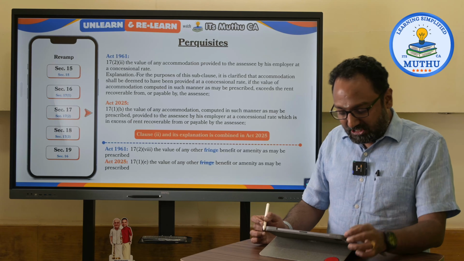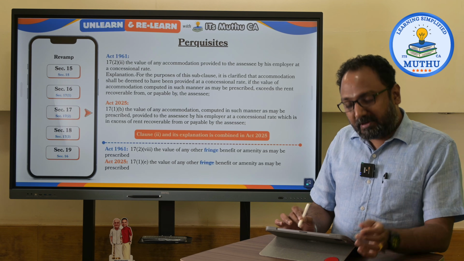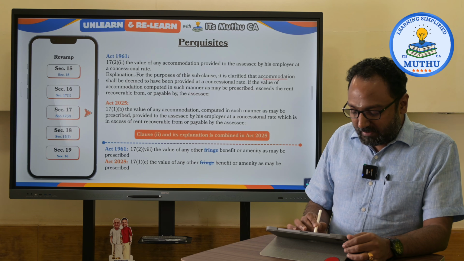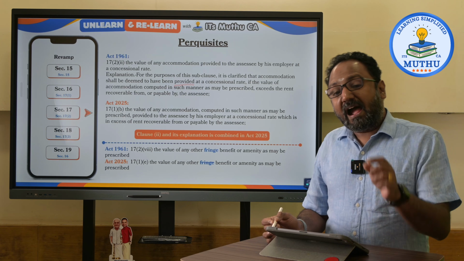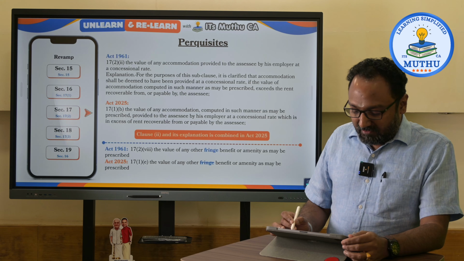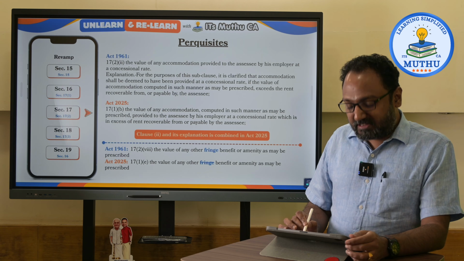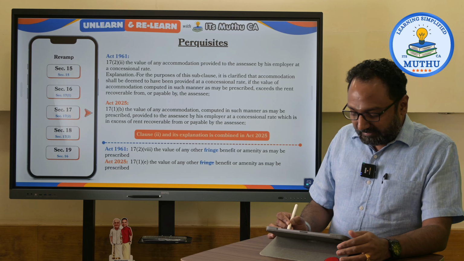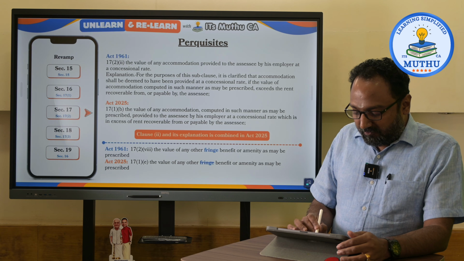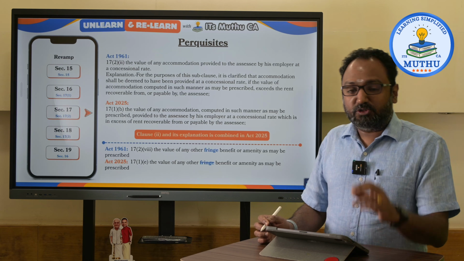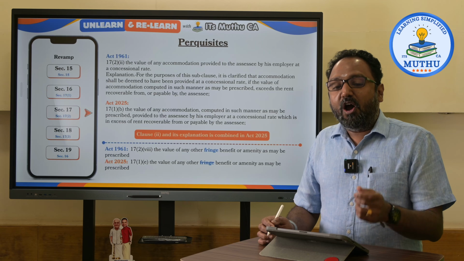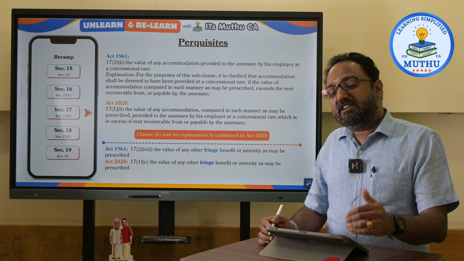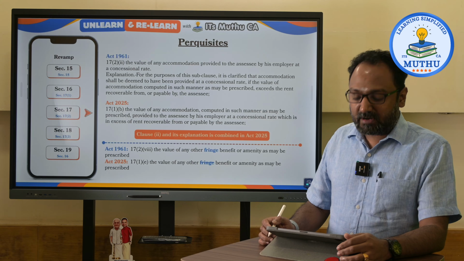Then an explanation provides, for the purpose of this subclause, it is clarified that accommodation shall be deemed to have been provided at a concessional rate if the value of accommodation computed in such manner as may be prescribed, that is your rule 3, exceeds the rent recoverable from or payable by the assessee. So this explanation only tells you when something should be called concessional and when something should be called rent-free accommodation.